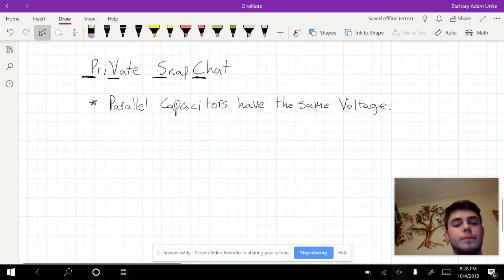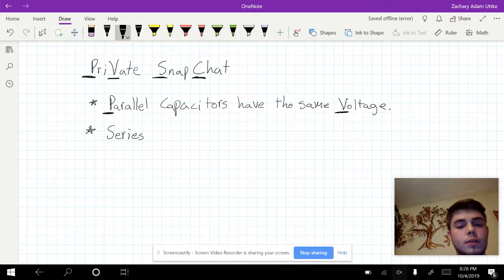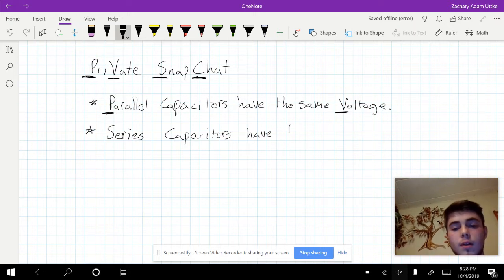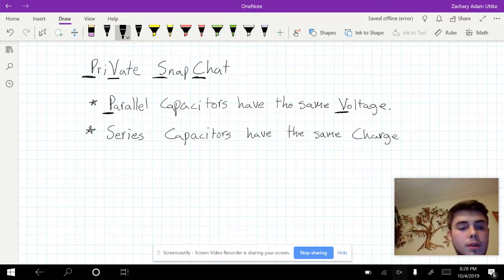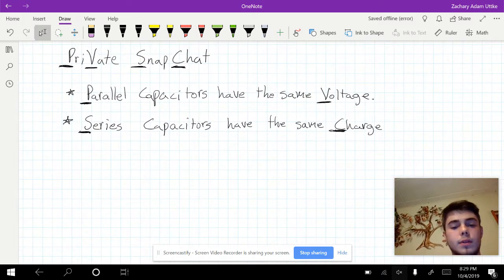This is really important. So parallel capacitors have the same voltage, and along with that, series capacitors have the same charge. So you see what I did there? P corresponds to V and S corresponds to C, just like private Snapchat. So kind of just an easier thing to memorize. And we'll see what this looks like.